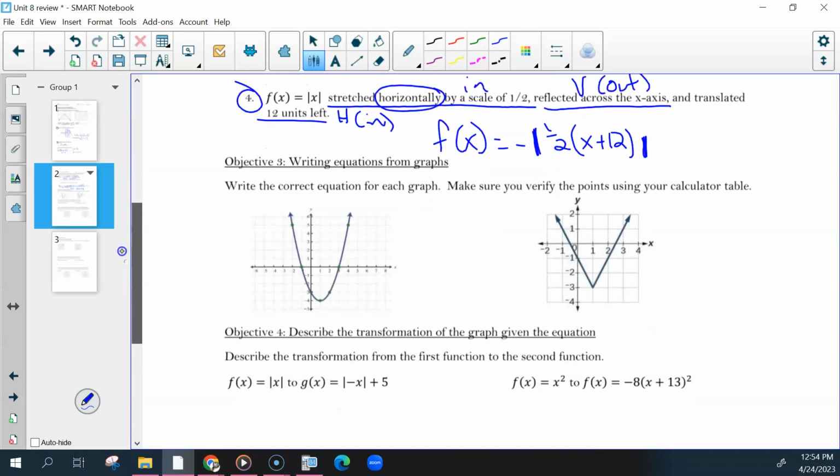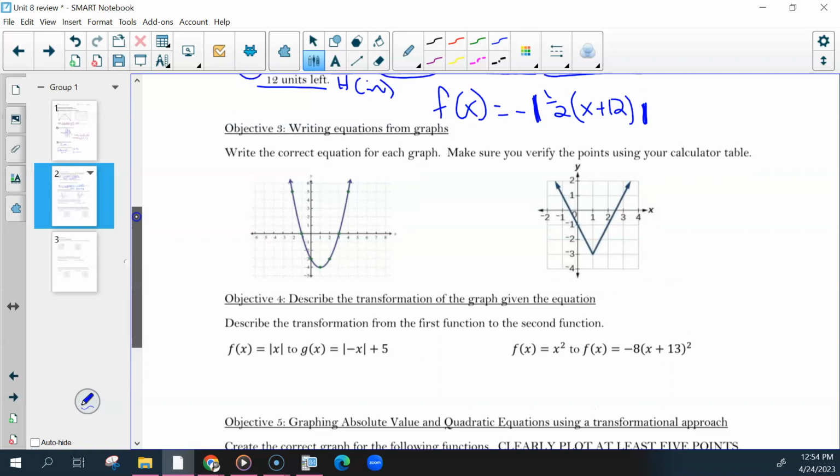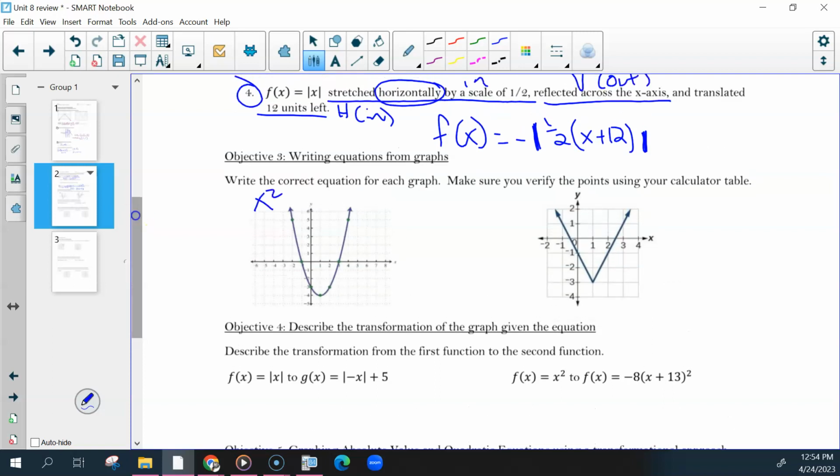Alright, let's do these next ones. So for these, you're given graphs and have to write the equations. You'll need to know what type of function these are. So first, is this your x squared, your quadratic, or your absolute value? This is your x squared, your quadratic. It's a U shape. That should tell you it's quadratic. It's the x squared.